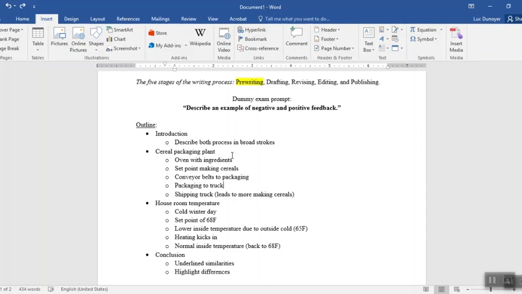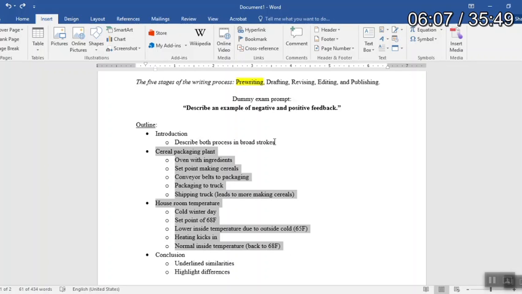So you want an introduction. In my case, I chose an introduction that talks about the broad strokes of negative and positive feedback because I want the reader to have a first general description of those, and then I can focus on describing my examples, and hopefully I convince the reader that each of those examples is a good example of the negative and positive feedback. In my conclusion, I want to wrap it up and show what I took away from that. So I want to underline similarities and highlight differences. And that's really the outline, that easy. It's just what you do.